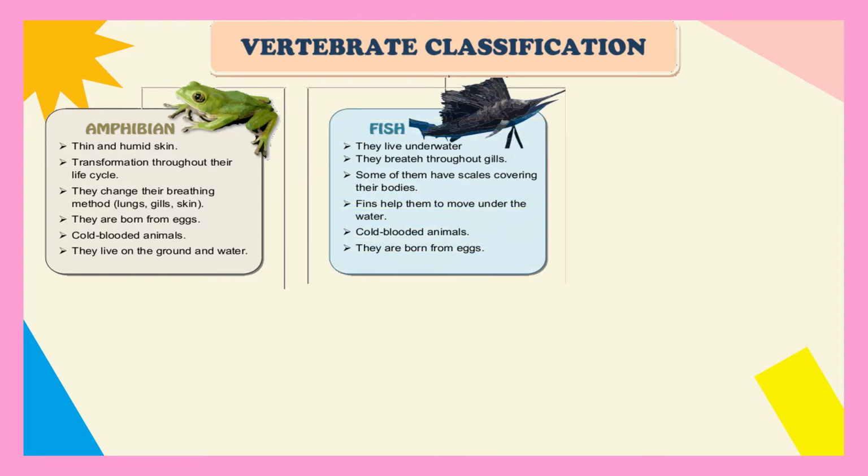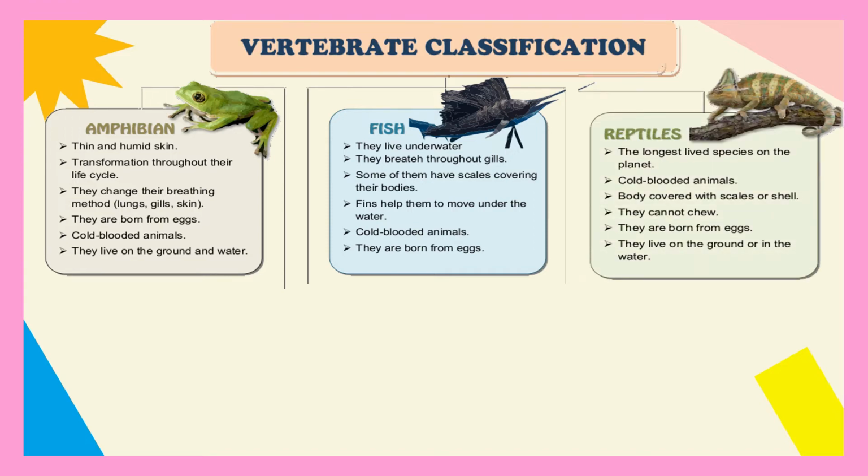Next is fish. Did you know fish? Very good. Under fish, they live underwater. They breathe through gills. Some of them have scales covering their bodies. Fins help them to move under the water, and they are cold-blooded animals. And also, they are born from eggs.